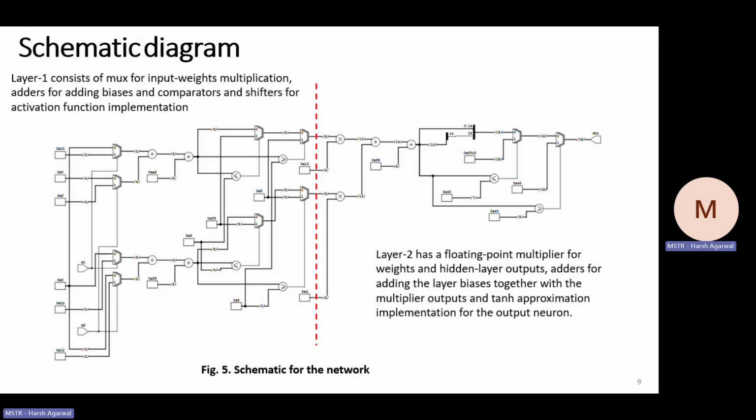This diagram shows the schematic for the implementation. The left hand side shows the first layer, and the right hand side shows the second layer. The first layer consists of muxes which represent the multiplication step, adders which represent the addition of the biases, and then the comparison shifters which do the activation function implementation. Similarly, layer 2 has multipliers and adders, and also the shifters for the output layer implementation.